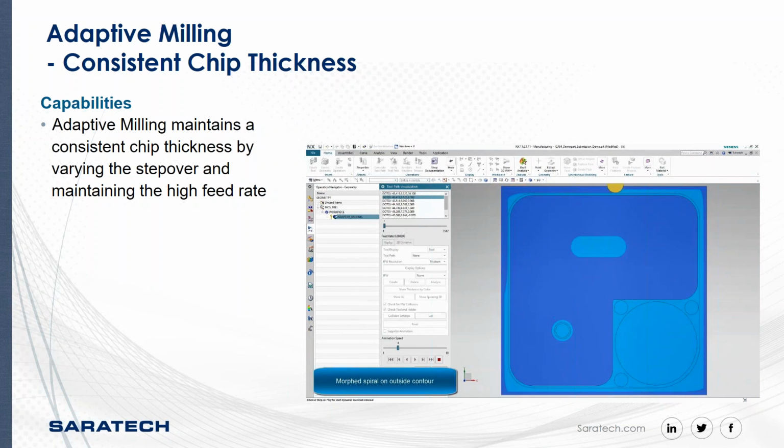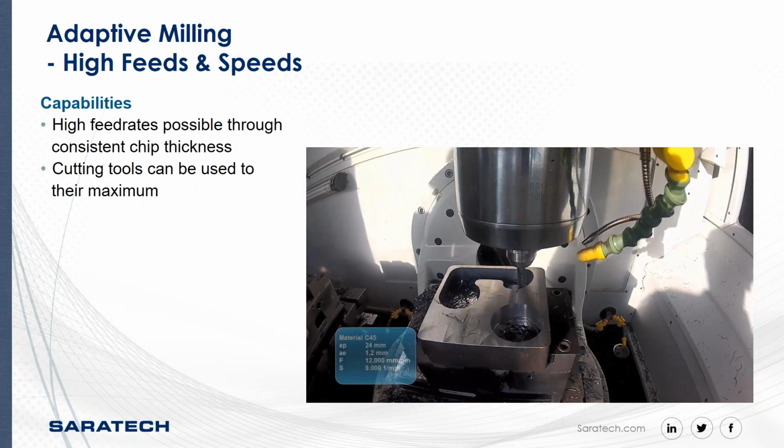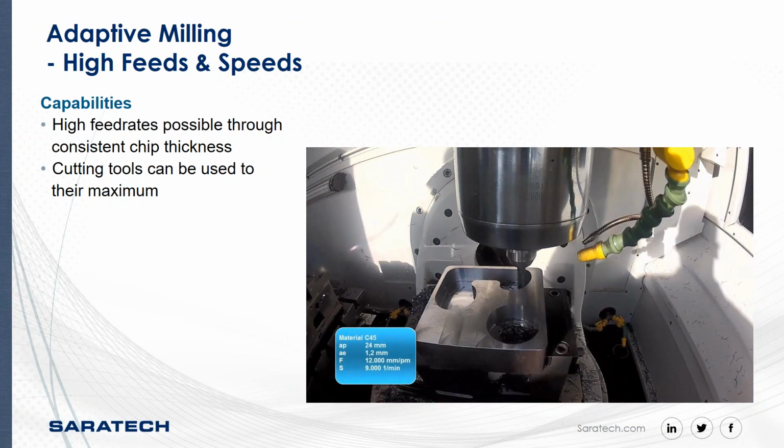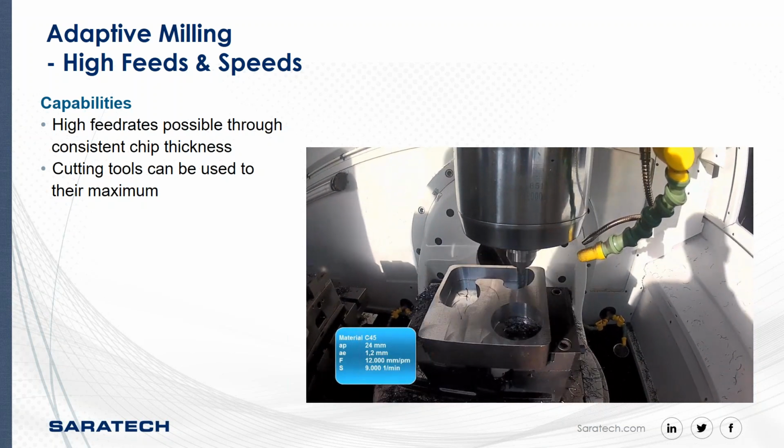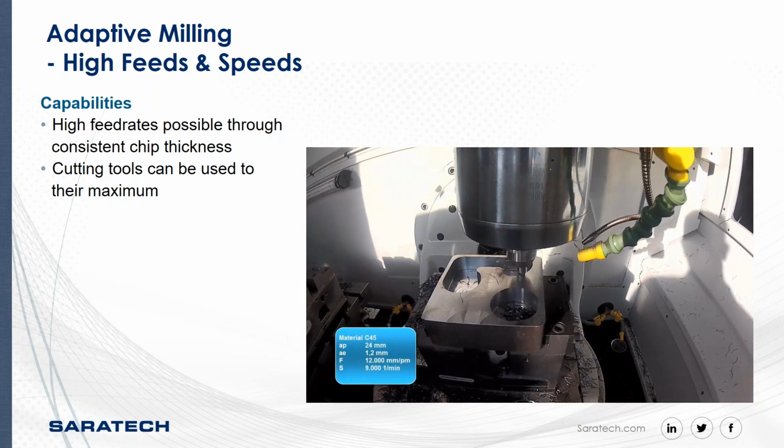And then it'll always follow a certain path: circle milling out to a clearance diameter, D-slot trichoidal to shape, and then it will go to standard climb milling to finish. You also get high feed rates that are possible through the consistent chip thickness, and the cutting tool can be used to its maximum.